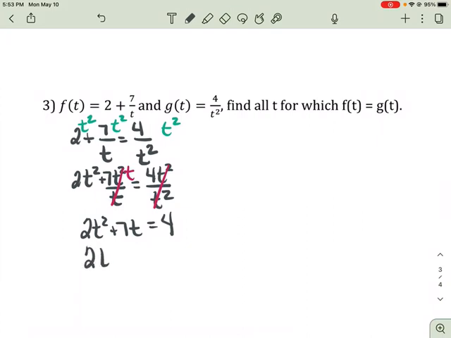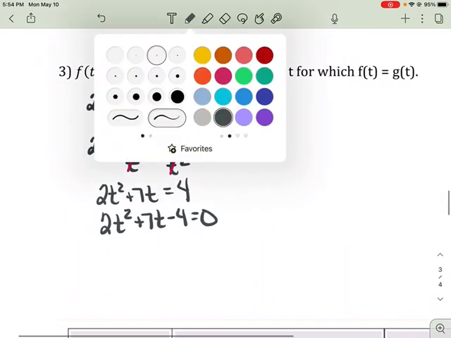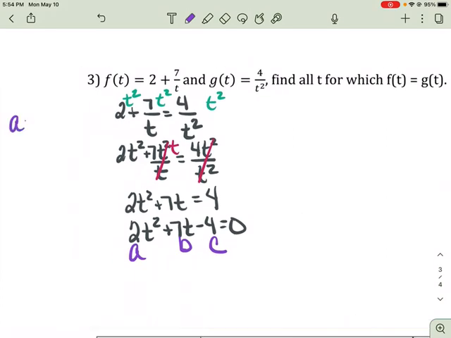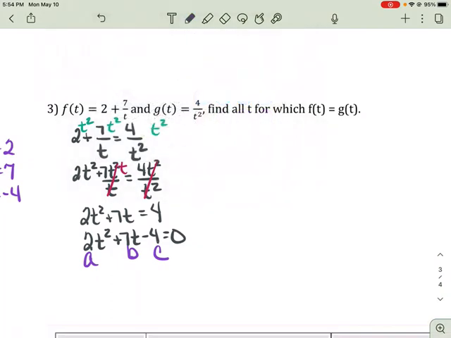Subtract the 4. Now we're in the form that we need to identify who's A, who's B, and who's C. Okay, so A is 2, B is 7, and C is negative 4. Okay, so let's write our quadratic formula.